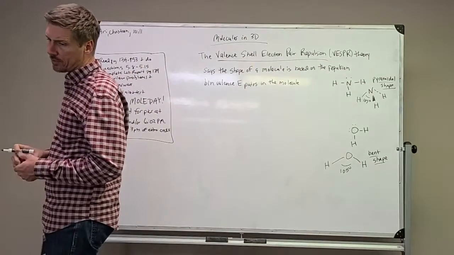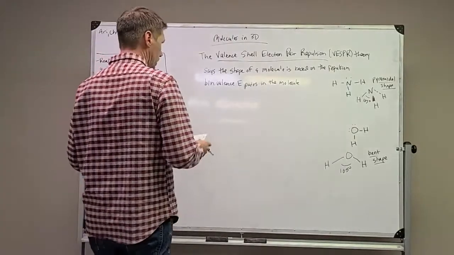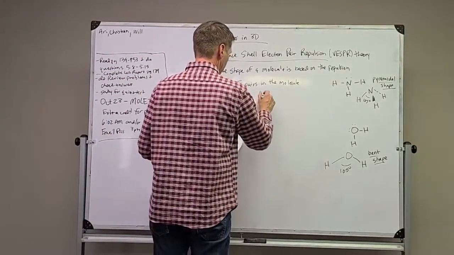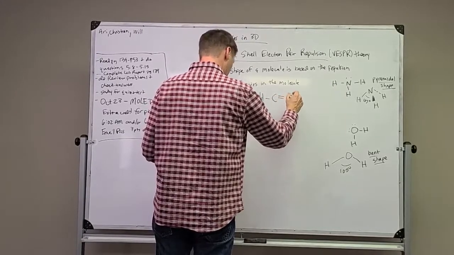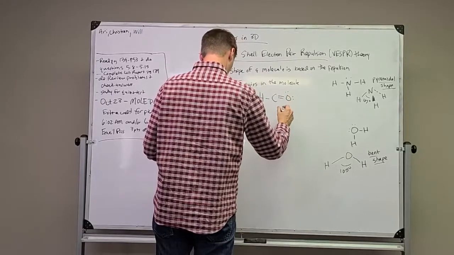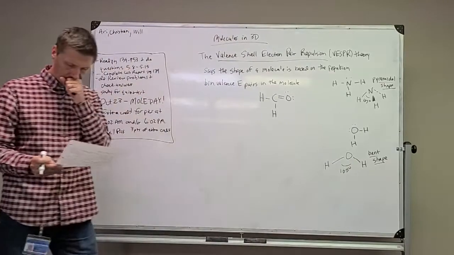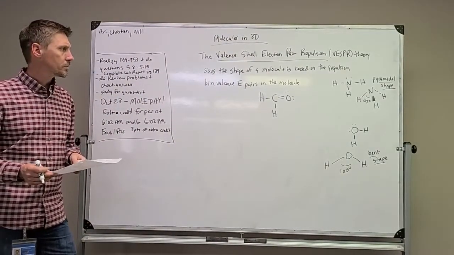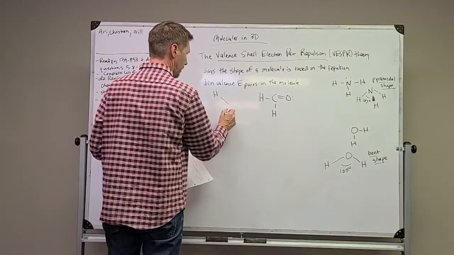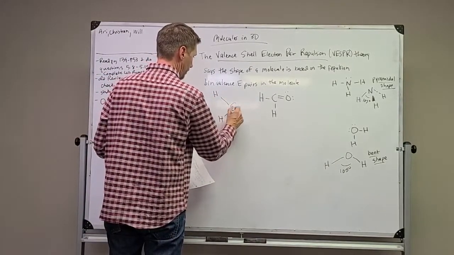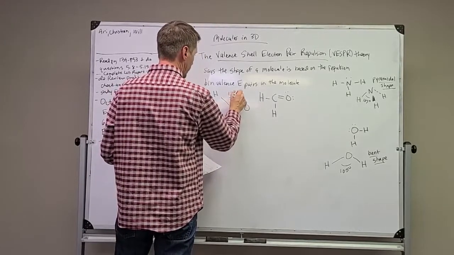A shape that's very similar to that is one that looks like this. This is not a variation of the tetrahedron, and that's basically how you tell the difference. So if you had something like that, and the way this one would be drawn is it would look like this, and the bond angle would be 120 degrees.